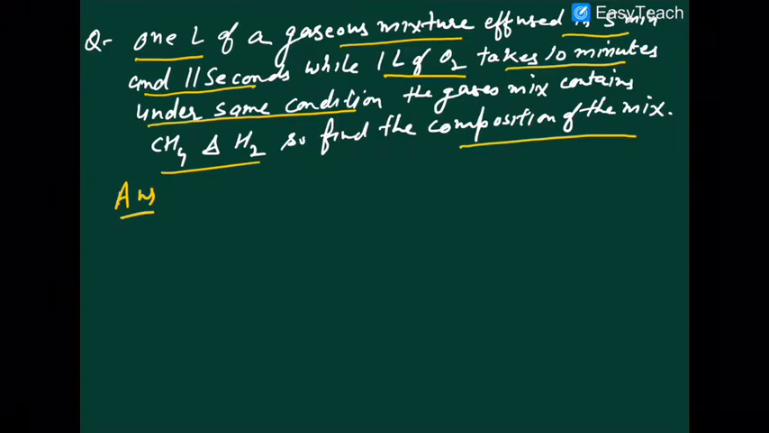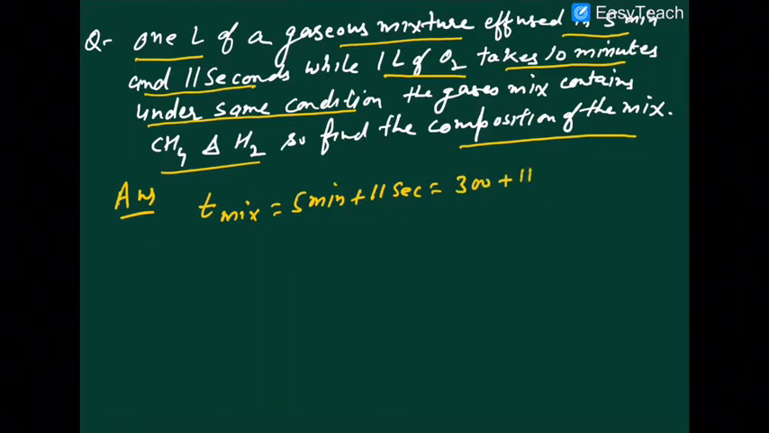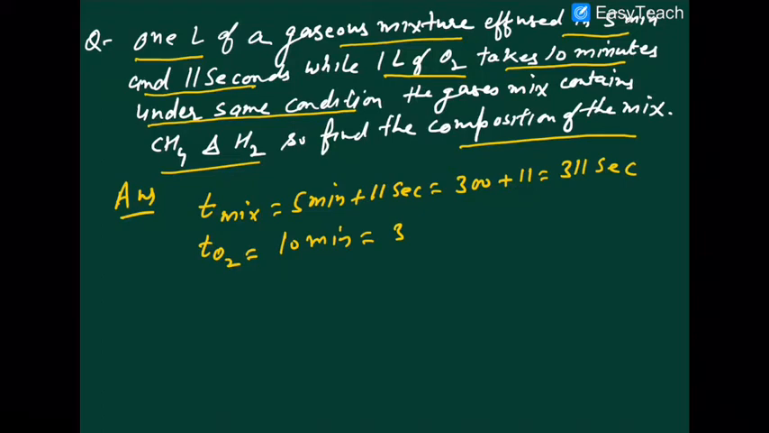Okay, so total time taken for the mixture is 5 minutes plus 11 seconds. So 5 minutes means here 300 plus 11, so total there will be 311 seconds. While time taken by oxygen is exactly 10 minutes. So it comes out to be, 1 minute has 60 seconds, so 600 seconds.